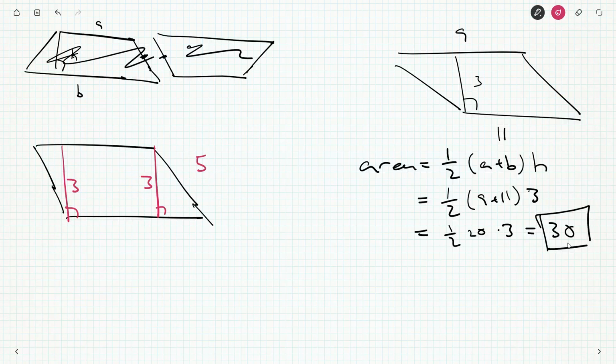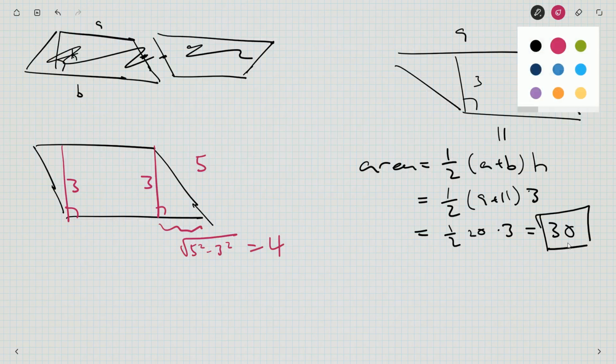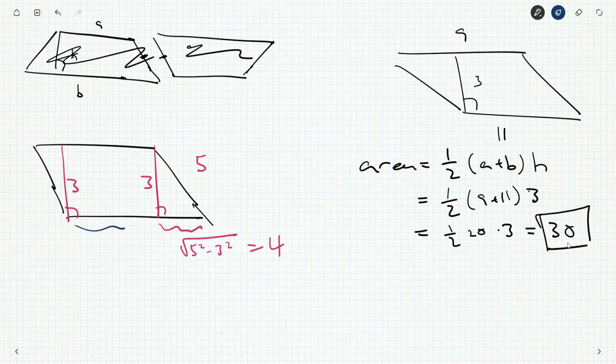Now, because I've got a 5 here, I've got a right angle triangle, I can figure out this side here. It's the square root of 5 squared minus 3 squared. That's going to end up being 4. You can verify that with your calculator if you want. And then what's going to happen? Well, this leftover bit with 4 has to add up to 11. So it's got to be 7. And so it's a rectangle. We've got a 7 up here. And this leftover bit here has to add up with 7 to be 9. So that's going to be 2.